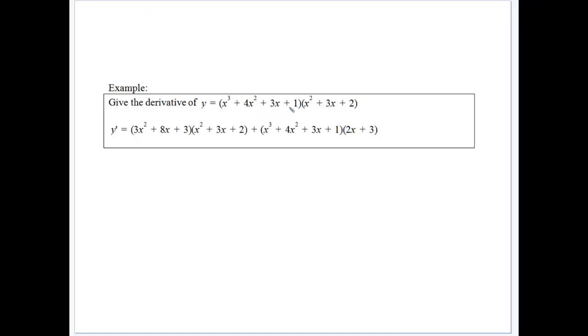So an example here we'll start off with. We've got that example that we had before. We derive our first: x cubed becomes 3x squared, 4x squared gives us 8x, and the derivative of 3x is 3. So that's our first bracket.